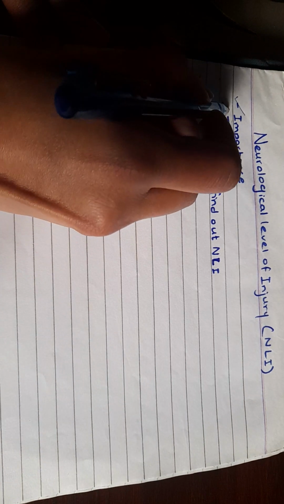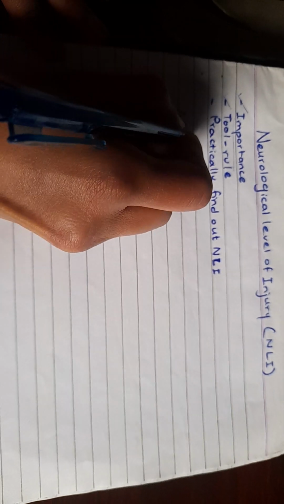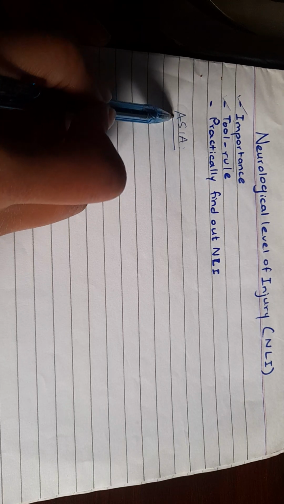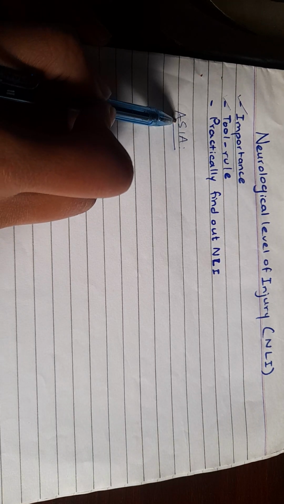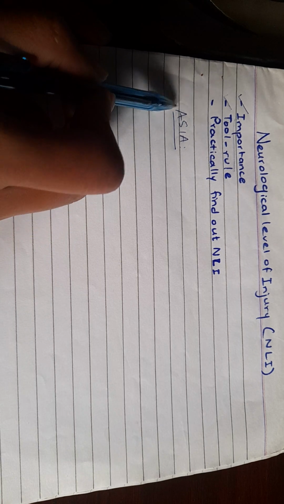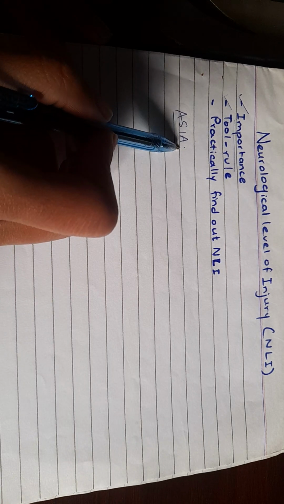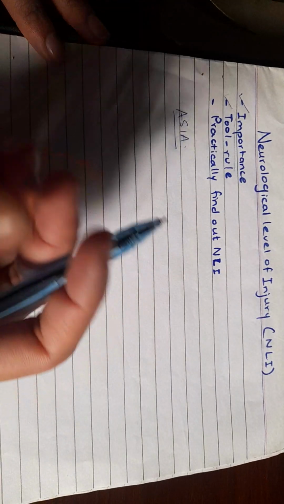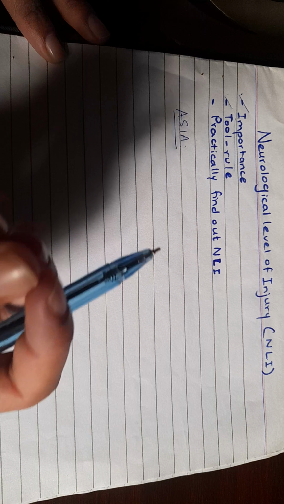Now let us talk about what tool is used and what are the basic rules we should keep in mind, right? So the one important tool that is used to assess this neurological level of injury is the ASIA tool. Now what is this ASIA? So ASIA is basically, A stands for American, S is for Spinal, I is for Injury, and this A is for Association. So basically this is the American Spinal Injury Association, and it classifies the spinal cord injuries based on the standardized motor and sensory assessment.